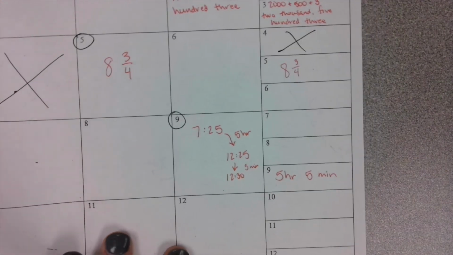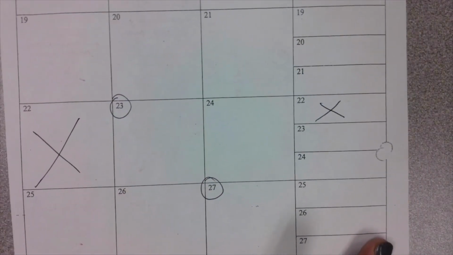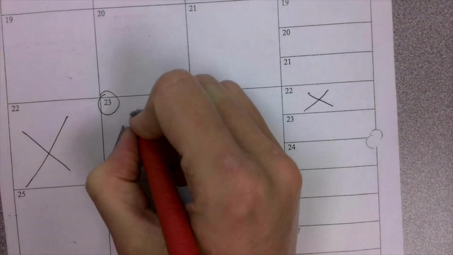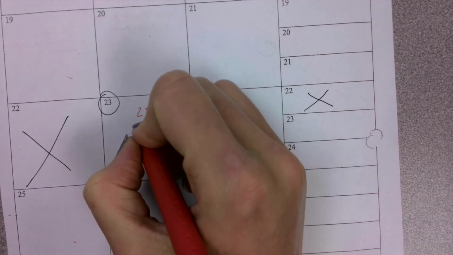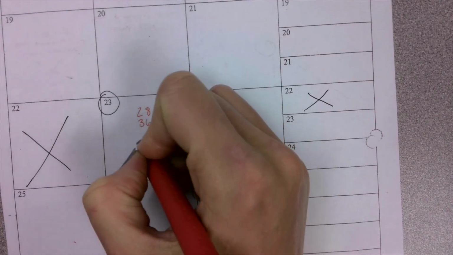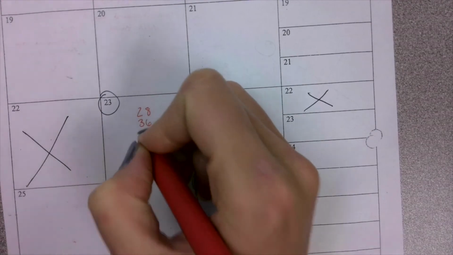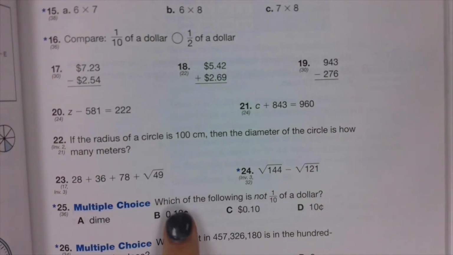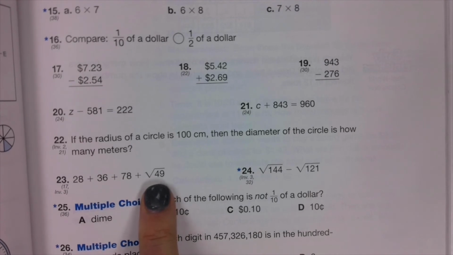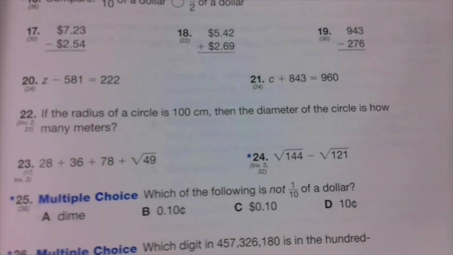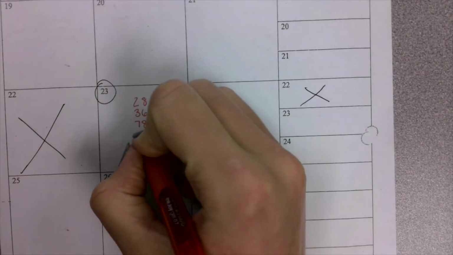Go ahead, flip it over. Number 23 says 28 plus 36 plus 78 plus the square root of 49. Square root of 49, well, 7 times 7 is 49, so the square root of 49 is 7. So we just have to write a 7 there.